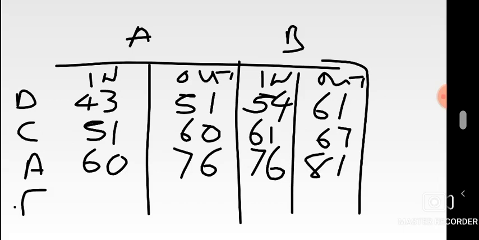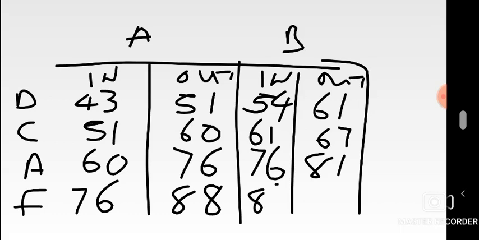The last job is F. Job F enters at 76 in machine A. The duration of F is 12. Therefore, we have 88. It comes out at 88. What time does it join machine B? Machine B is free at 81, but since this one came out at 88, it starts at 88 here. Duration is just 4 for job F. Therefore, 92 is the final time in all the processes. So the overall time is 92 and we are done with the table.